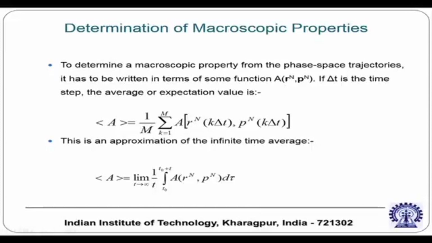So if delta t is the time step, you basically use the average or expectation value to get the property A. This is an approximation of the infinite time average. So instead of using this averaging, that is integration of the property over time, you simply do a summation. You replace the integration with a summation in the phase space, that is what you do.